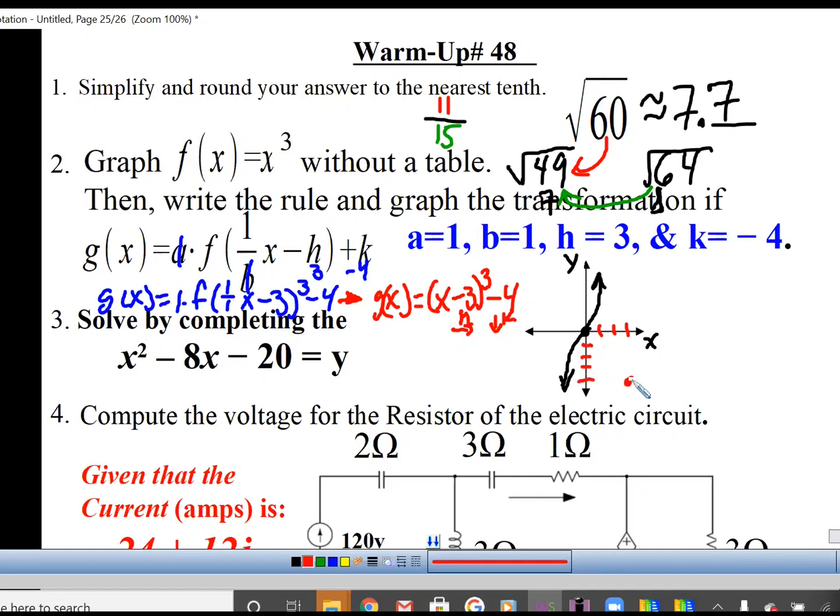So my new point, instead of being 0, 0, we're at 3, -4. And where did I get that from? From H and K. Does everybody see that? We got that from H and K. So that means my function, if I was to move all the points, should be somewhere down here like so. Okay. Hands if you got that. Something like that, yeah? Okay.